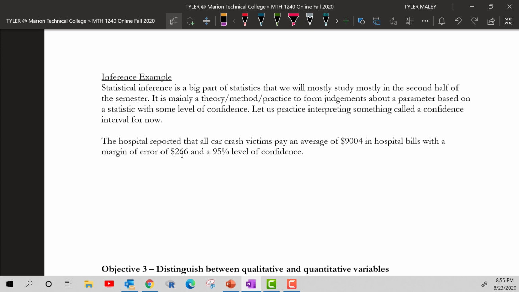Right? So we have here that the hospital reported that all car crash victims pay an average of $9,004 in hospital bills with a margin of error of $266 and a 95% confidence level, right? So mainly, all I want you to be thinking about now is that we have this statistic value that we calculated from a sample, and this margin of error, essentially you add and subtract to this value, right? And this is going to give us what we call a confidence interval, right, with that specific level of confidence.